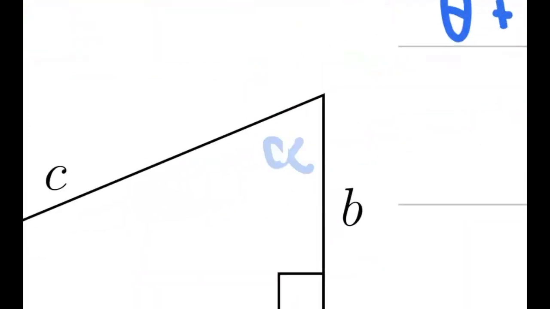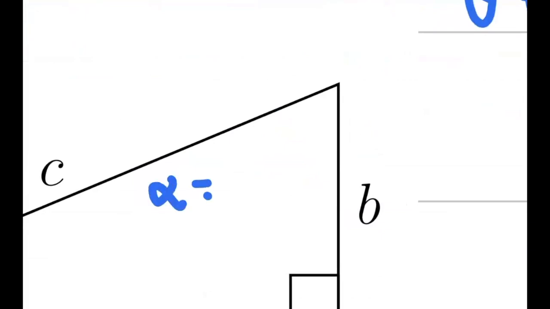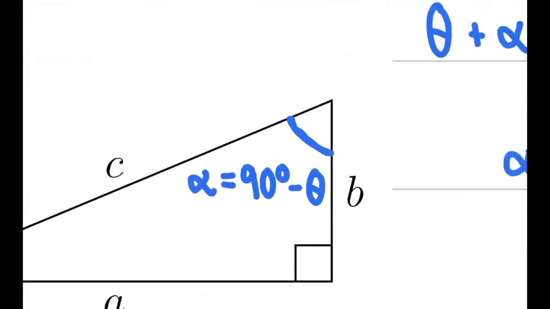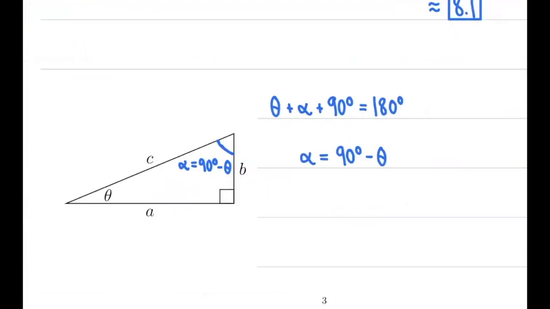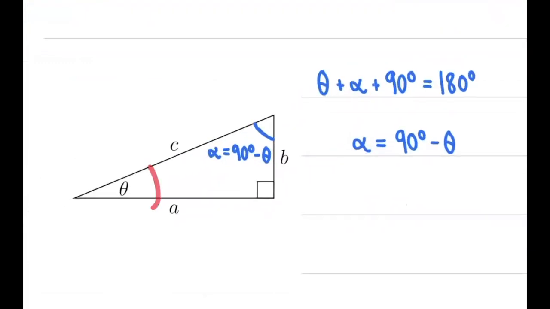So that's this angle right here. So alpha, which is 90 degrees minus theta right there. In other words, these are complementary angles. Exactly. These two angles right here are going to add up to 90 degrees. You can see theta plus 90 minus theta, the thetas will cancel and you just get 90 degrees.